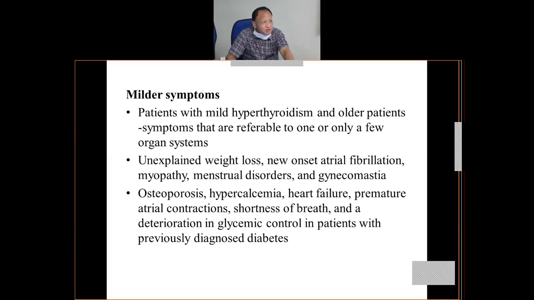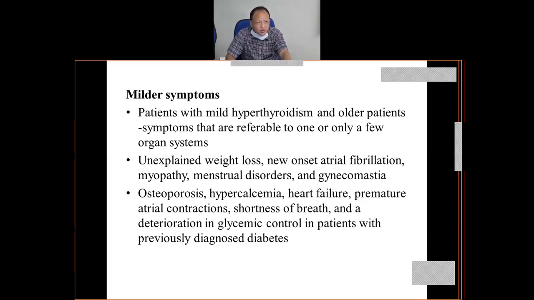In milder symptoms, patients with mild hyperthyroidism and older patients usually will not have generalized symptoms like what you get in case of an overt hyperthyroidism, but it depends on what organ system is involved. Suppose it affects the heart, then they come to you with palpitations, with abnormal beats, for example. However, patients who come to you who may not have any symptoms, but who come with unexplained weight loss, should be considered that hyperthyroidism could be a possibility.